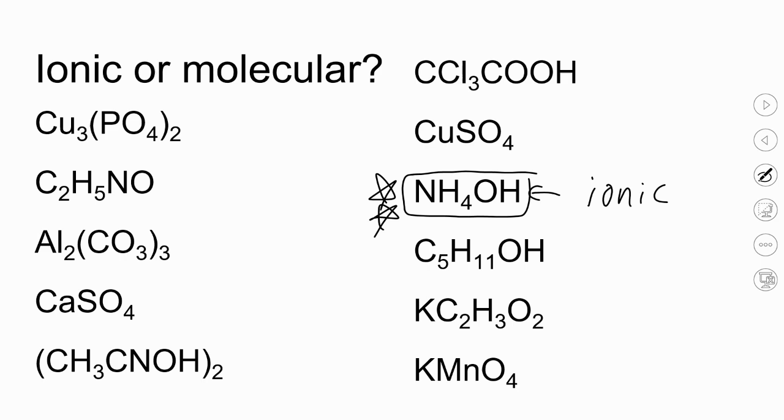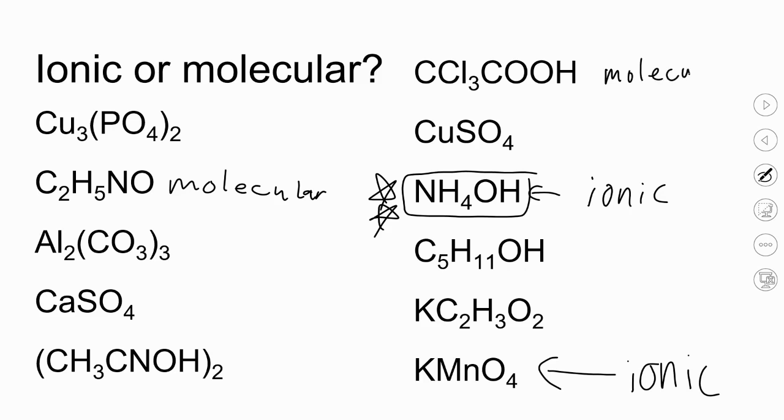Okay. How about this one down here? Good, this is ionic. How about this one? Molecular. Good, this is molecular. How about this one? This is molecular still. Chlorine. This is not one of the ions we have to know. It's not an ion. This is not a metal. That's covalent, that's molecular.